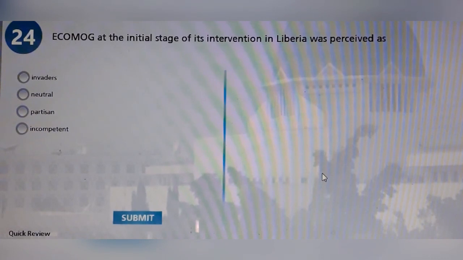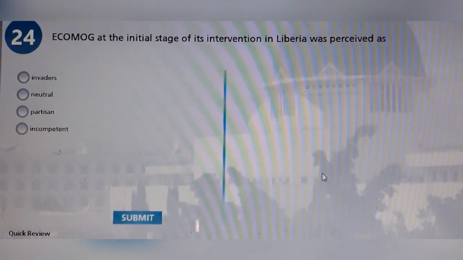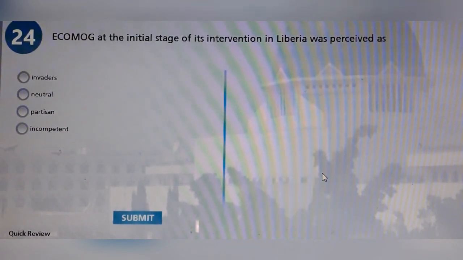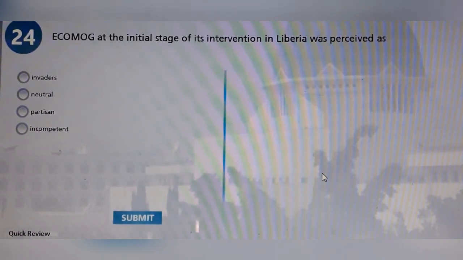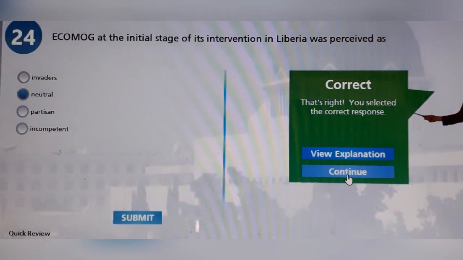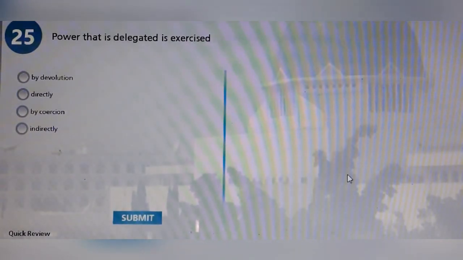Number 24 says, ECOWAS at the initial stage of its intervention in Liberia was perceived as A, invaders, B, neutral, C, partisan, or D, incompetent. Of course, most of you know that when ECOWAS initially intervened in the activities of Liberia, it was perceived as neutral by everyone. Though I know most of you go with partisan, the correct answer is neutral.